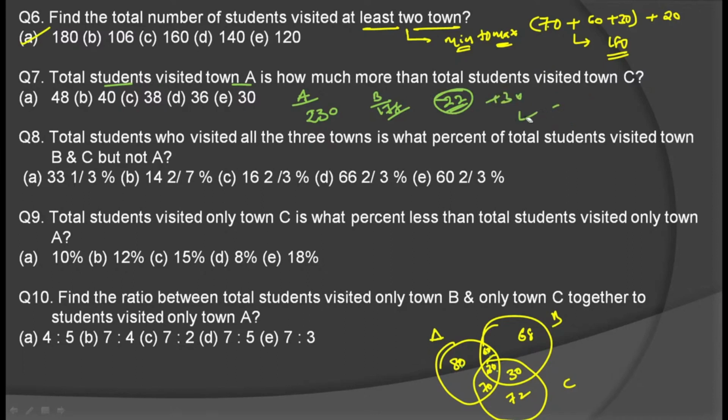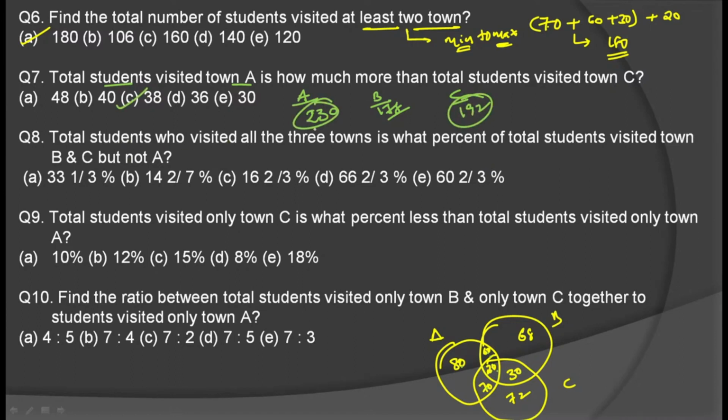It's C, C, C. It's not a B set. No issues. Just find the value of C. So here the value 70 plus 30, 100, 170, 192. Now the difference becomes 230 and 192 is 38. Go to the next one.